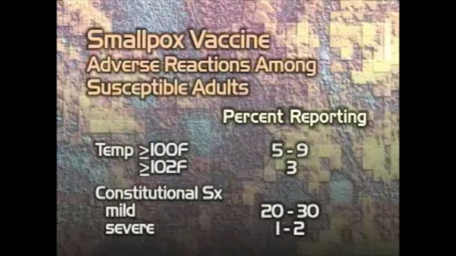Fever is common after administration of smallpox vaccine. In a recent study of DryVax given to unvaccinated adults, 5 to 9% reported a fever of 100 degrees Fahrenheit or higher, and 3% reported temperature of 102 or higher. Fever is most common 7 to 12 days after vaccination. In addition to fever, adult vaccinees also report a variety of constitutional symptoms, including headache, myalgias, chills, nausea, and fatigue on or about the 8th or 9th day after vaccination. 1 or 2% of recipients reported these symptoms as severe.